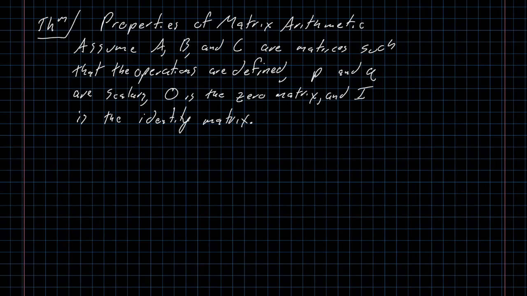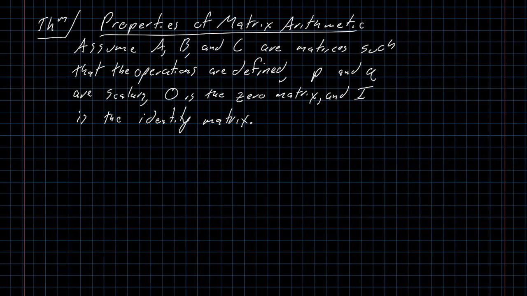All right. So my theorem here on properties of matrix arithmetic, I need several assumptions. I need 3 matrices, A, B, and C. And I want to assume that they have the dimensions necessary so that all the operations are defined. If I want to add some matrices together, I'm going to assume that they have the same dimension. If I want to multiply some matrices, I'm going to assume that the number of rows and columns match up the way they need to.